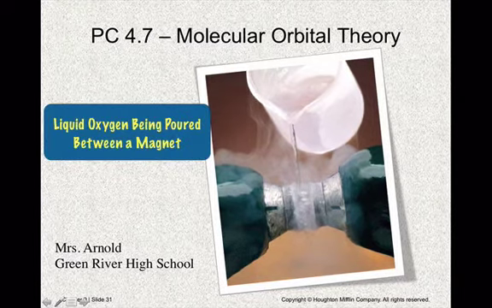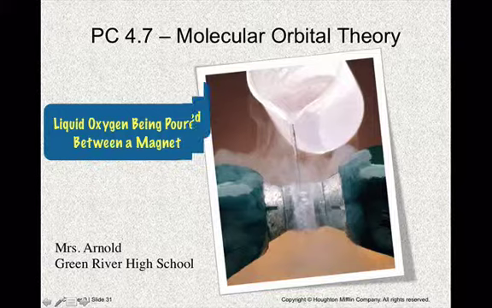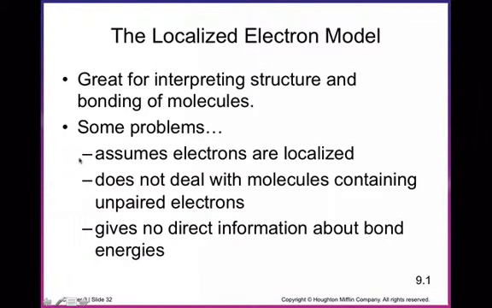All right, this is podcast 4.7 for AP Chemistry, and we're going to talk about the molecular orbital theory. So the first thing we're going to do is remind you what the localized electron model was. That's what we covered when we were doing hybridization. That model is great for interpreting structure and bonding of molecules.